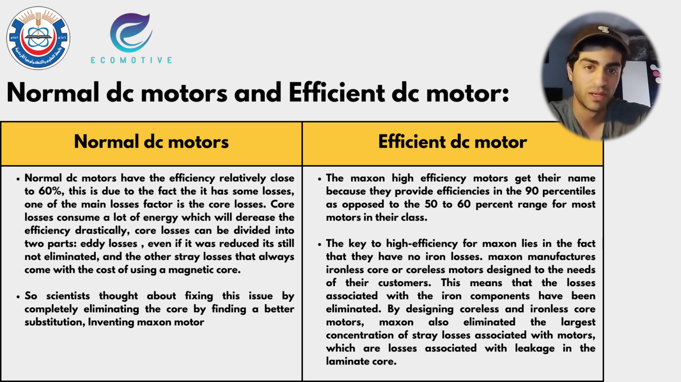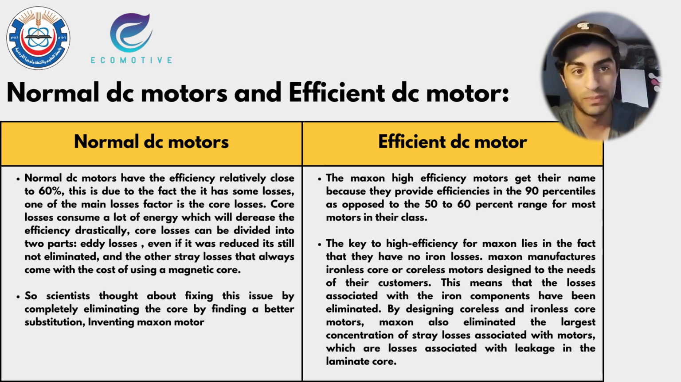But the real question is, what makes this motor so different? The key to high efficiency for Maxon lies in the fact that they have no iron losses. Maxon manufactures ironless core or coreless motors designed to the needs of their customers. This means that the losses associated with the iron components have been eliminated. By designing coreless and ironless core motors, Maxon also eliminated the largest concentration of stray losses associated with the motors, which are losses associated with the leakage in the laminate core.